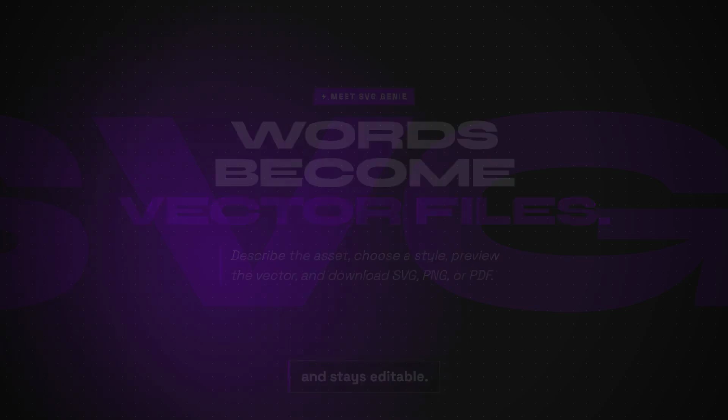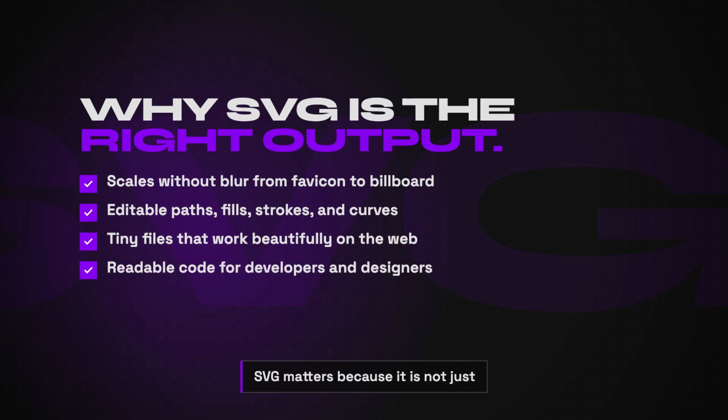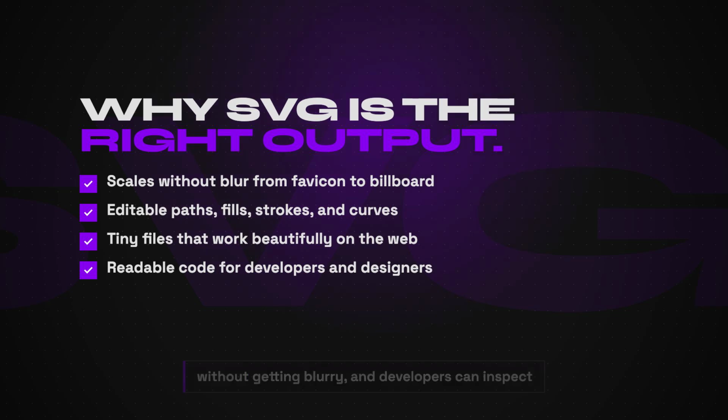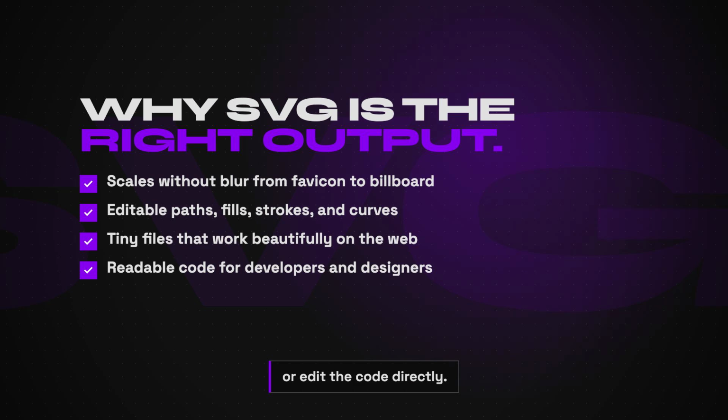And SVG matters because it is not just another image file. A PNG is pixels. An SVG is paths, fills, lines, and curves. That means it can scale from a tiny favicon to a huge banner without getting blurry, and developers can inspect or edit the code directly.